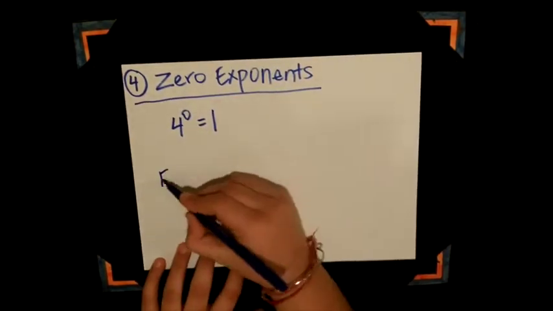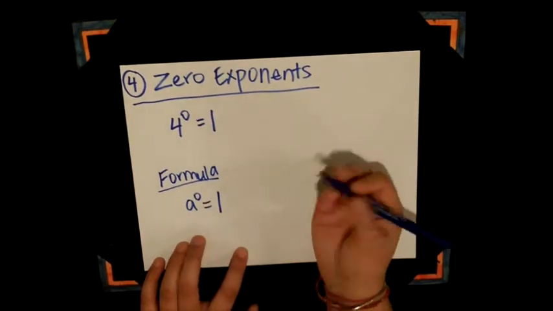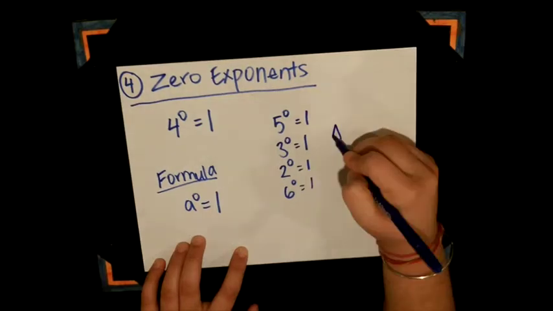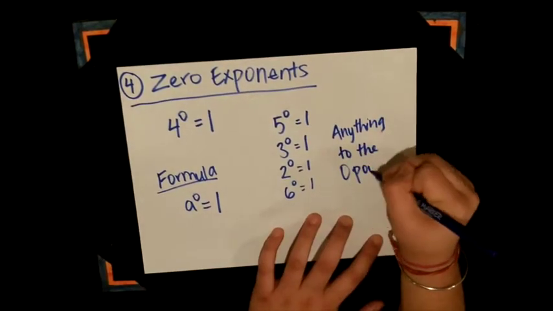Formula. A to the 0 equals 1. Here are some examples. 5 to the 0, 3 to the 0, 2 to the 0, all equal 1. Anything to the 0 power equals 1. Number 5.